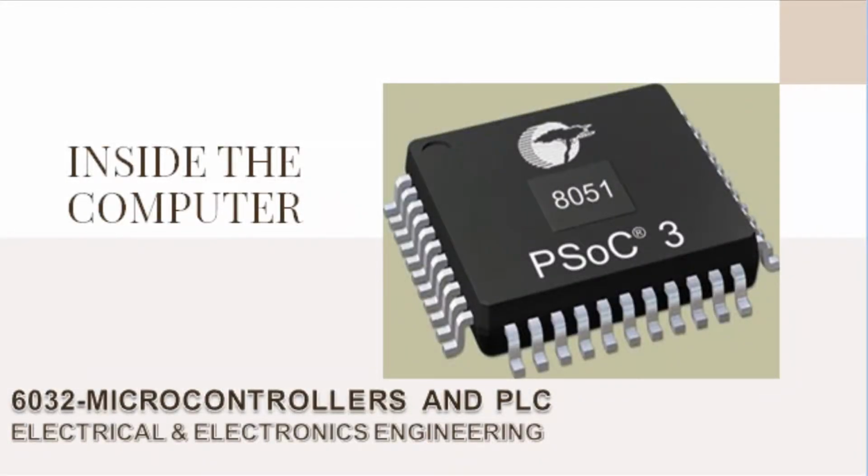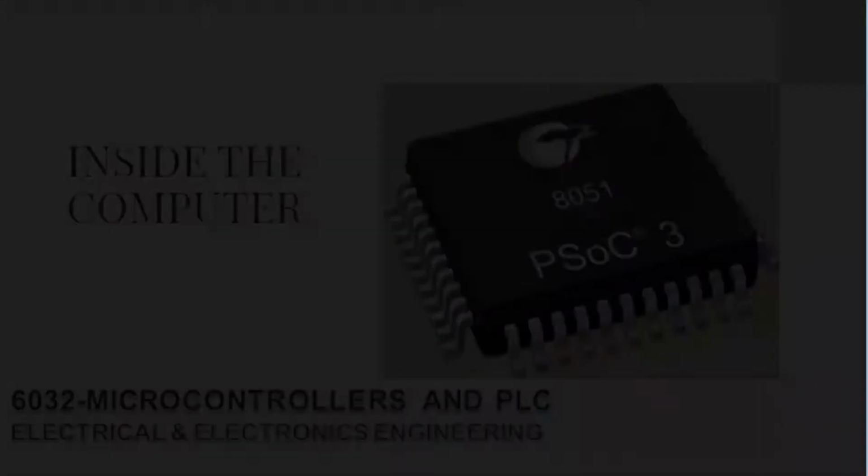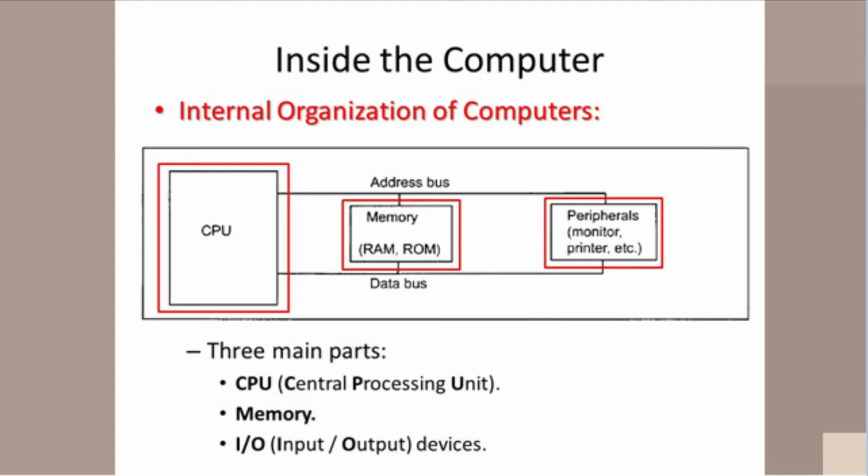In this video, we will be discussing what is there inside a computer. In any general computer, there are three main parts: a CPU, memory, and input-output devices. The size of a computer may be from a small IC, like a microcontroller, to a big PC. In any case, we can see these three important parts.